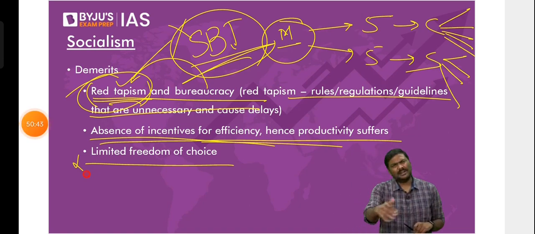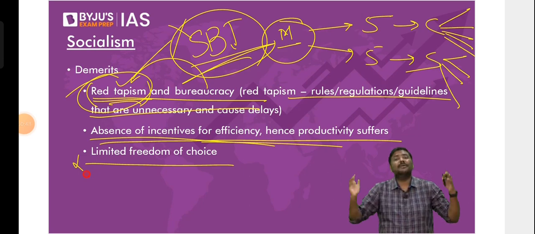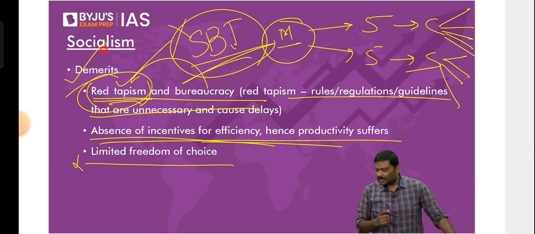If these are, let's say, harmful goods, the government might simply say it will not produce, will not allow them for sale in the market. So there is a limited choice for you. You do not have all the available products that you get under capitalism. Right? So these are the demerits related to the concept of socialism.